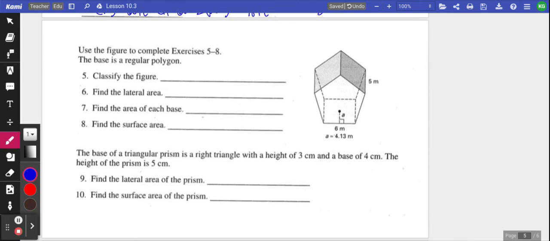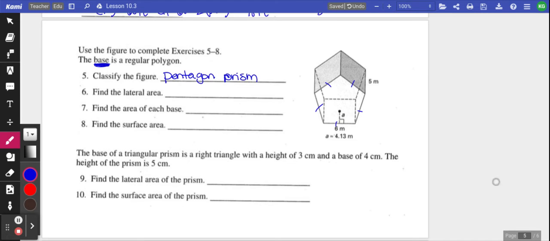Okay, this first one says classify the figure. 1, 2, 3, 4, 5. It is a pentagon prism. I think in your book they'll probably say pentagonal prism, but I'm not worried about the English part of it. As long as you say pentagon prism, that's fine. So in this pentagon prism, we have to remember that the base is the pentagon.